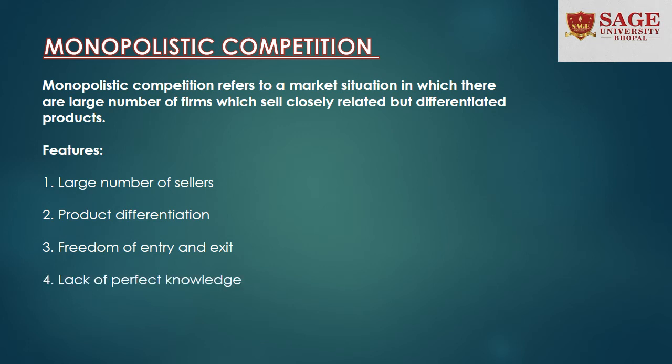Lack of perfect knowledge. Buyers and sellers do not have perfect knowledge about the market conditions. As a result, a particular product is preferred by consumers even if other lower-priced products of the same quality are offered.